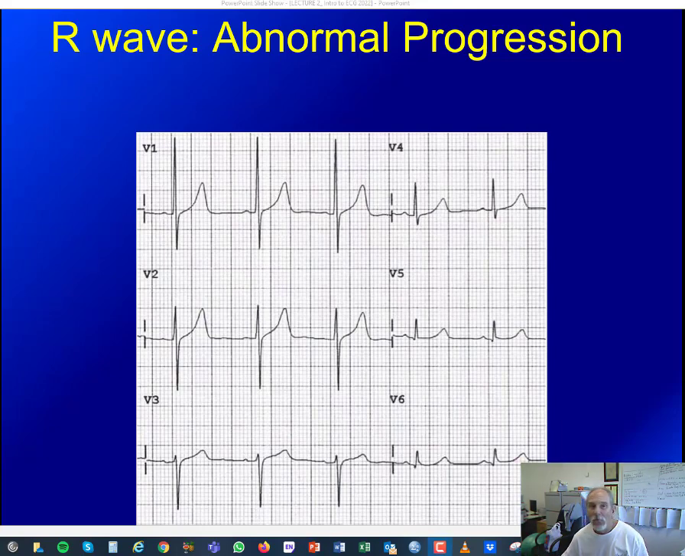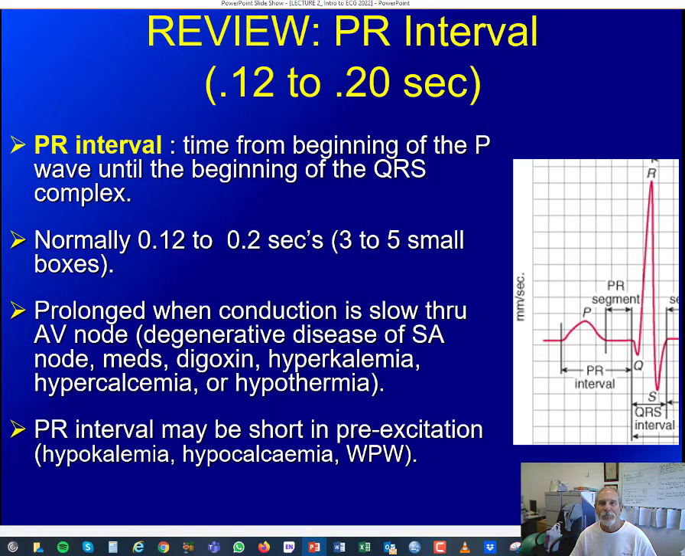Okay, so notice this abnormal R wave progression. So notice how it's very tall in V1 and then it decreases, goes up again, down, down. So that's a perfect example of abnormal R wave progression.